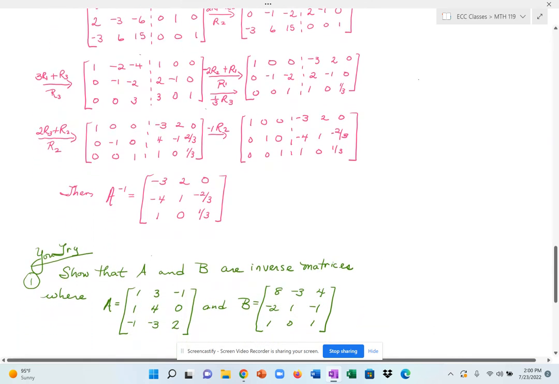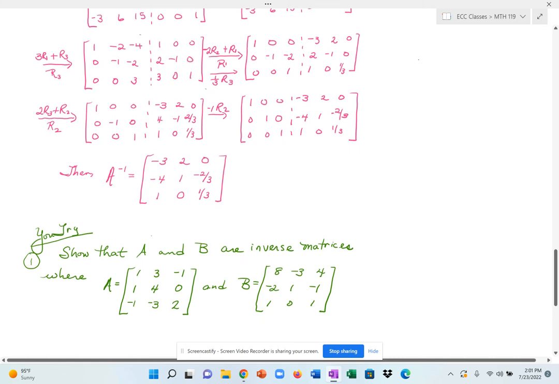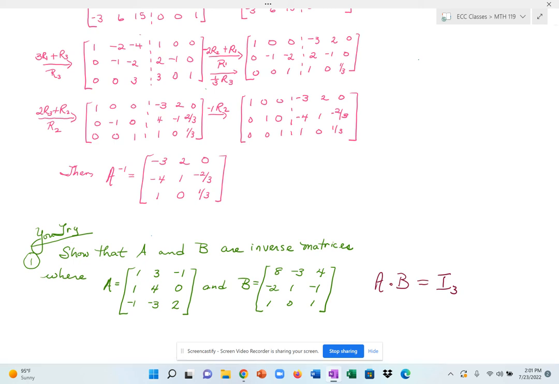Okay, so here's one for you to try. The question is asking you to show that A and B are inverse matrices, where A is a 3 by 3 and B is a 3 by 3. So all you would need to do is multiply A and B, and if your answer is the 3 by 3 identity matrix, then you can say that yes, you have shown that the two are inverses of each other. So you can give that a try. Good luck.